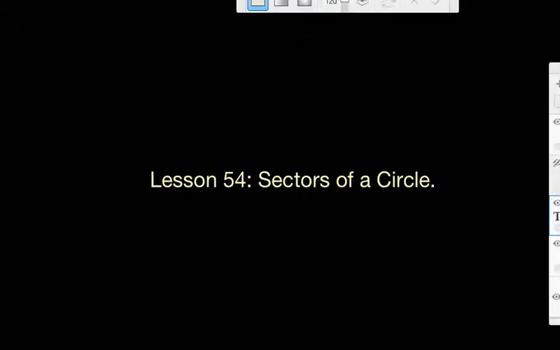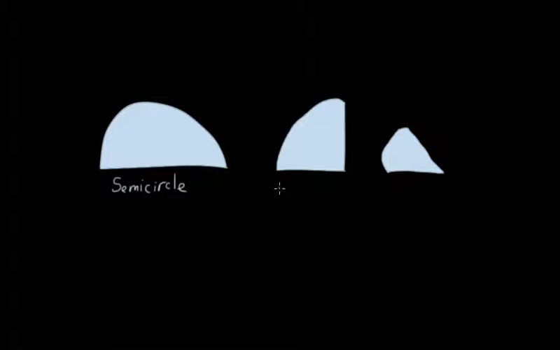So today we're going to look at sectors of a circle. Let's look at what we're thinking about. So here's the different shapes. This is meant to be a semicircle. This is like a quarter of a circle, so it'd be a quadrant. And this is a sector.